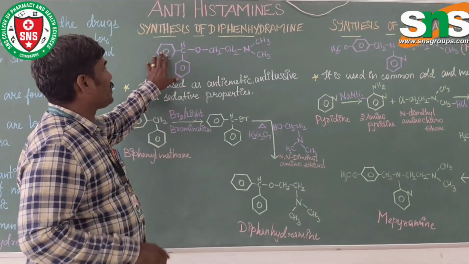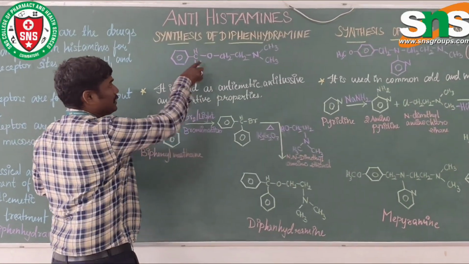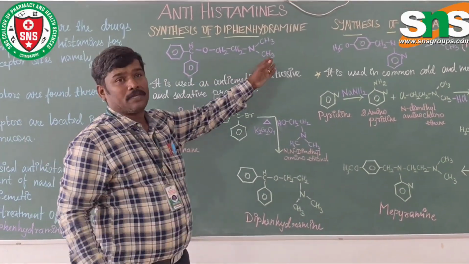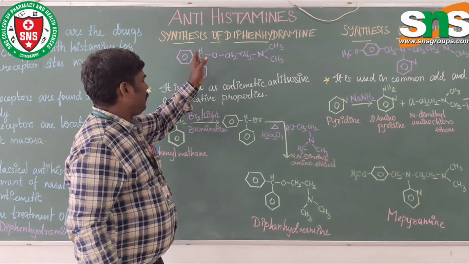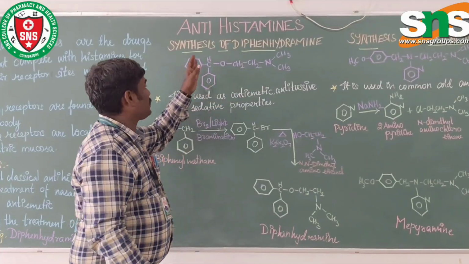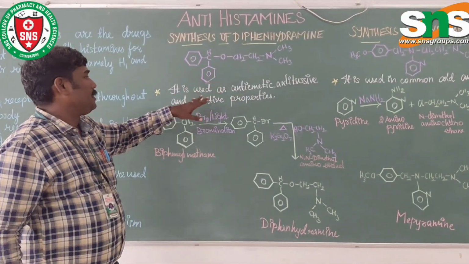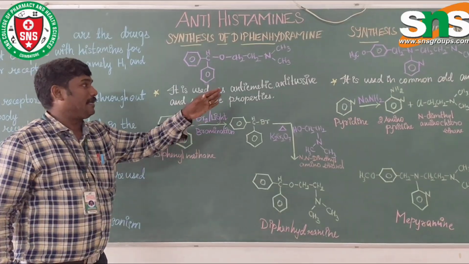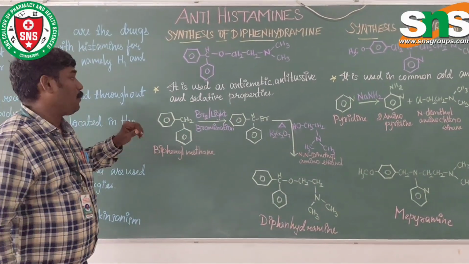This is the structure of diphenhydramine. It contains two phenyl groups, hence it is diphen, and an amine group is present. So diphenyl methoxyethyl N,N-dimethylamine is the IUPAC name of this diphenhydramine. It is also used as an antitussive, anti-emetic, and it also has sedative properties.